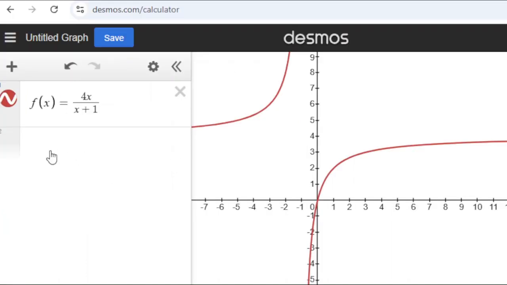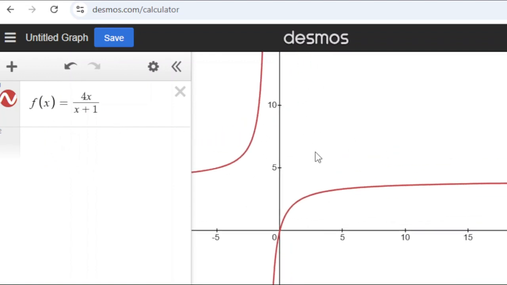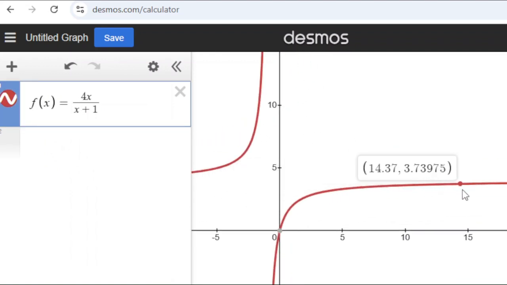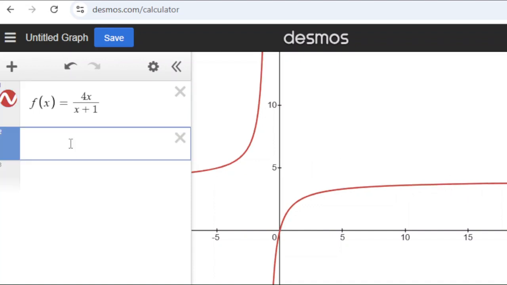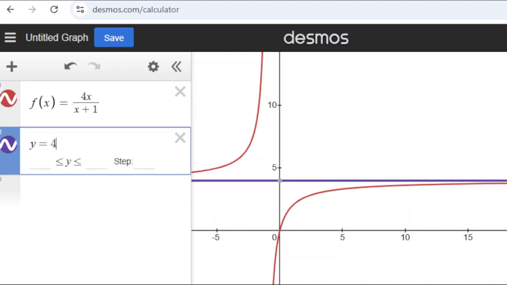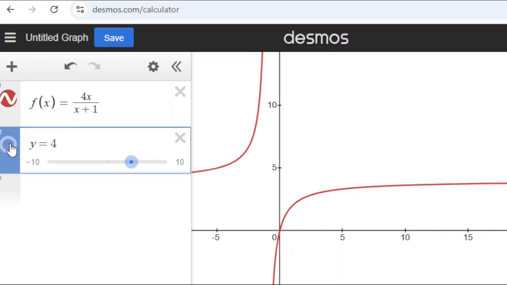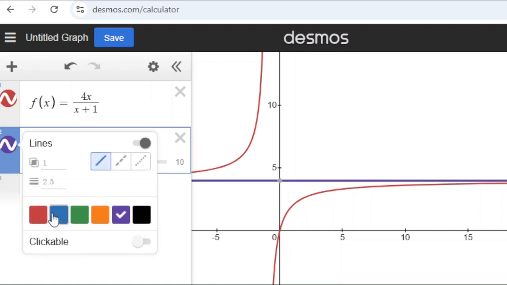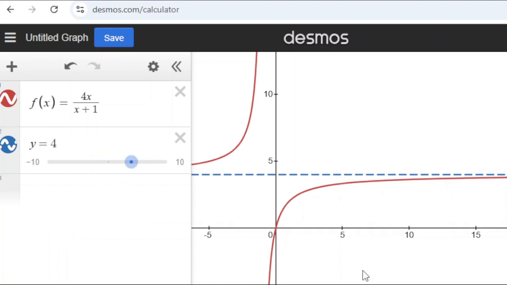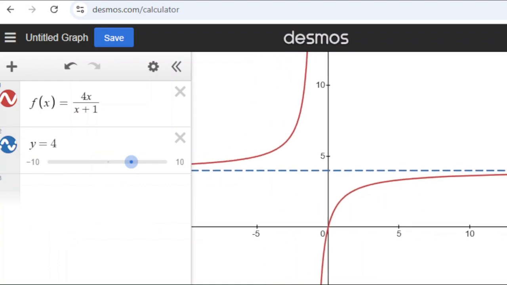In fact, let's look at this function in Desmos. We have f of x equals 4x over x plus 1. Notice as we go further and further to the right, this is getting closer and closer to 4. In fact, let me type in y equals 4. Okay, we're going to get that horizontal asymptote. Let me change the color here to blue and make it a dotted line. So notice there's y equals 4.